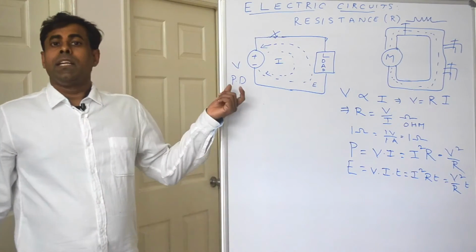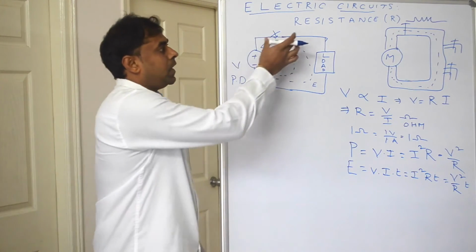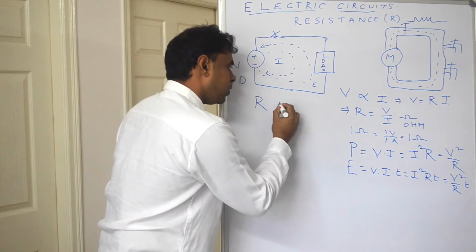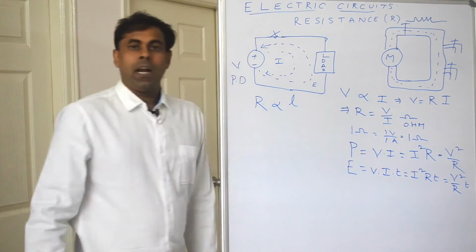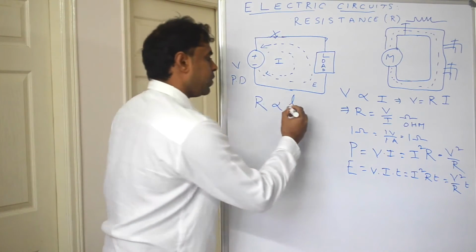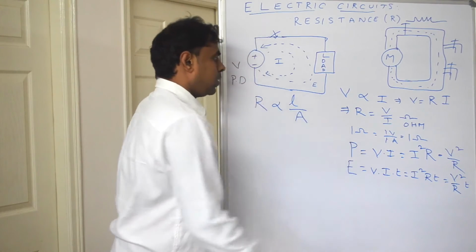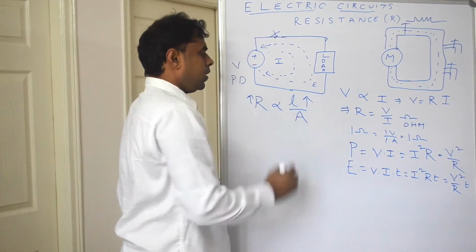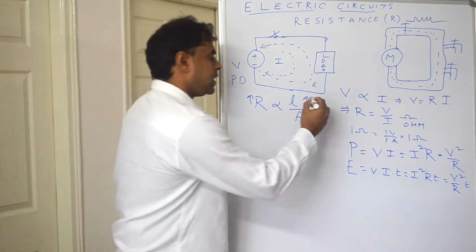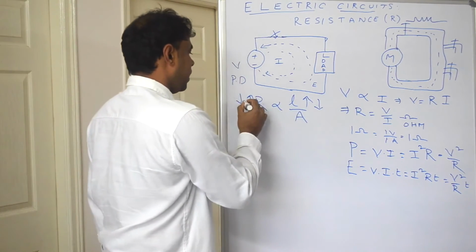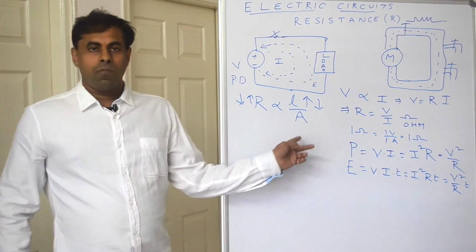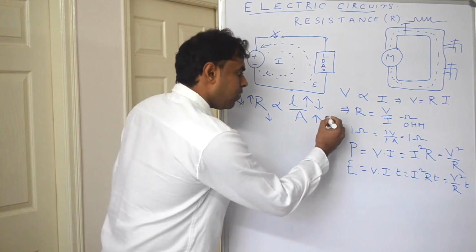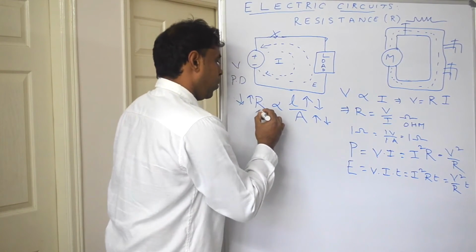Physically, resistance depends on the nature of the material and its geometry. Resistance is directly proportional to the length of the wire and inversely proportional to the area of cross section. If you use a longer wire, the resistance will be more. If you use a shorter wire, the resistance will be less. If you use a thicker wire, the resistance will be less. If you use a thinner wire, the resistance will be more.